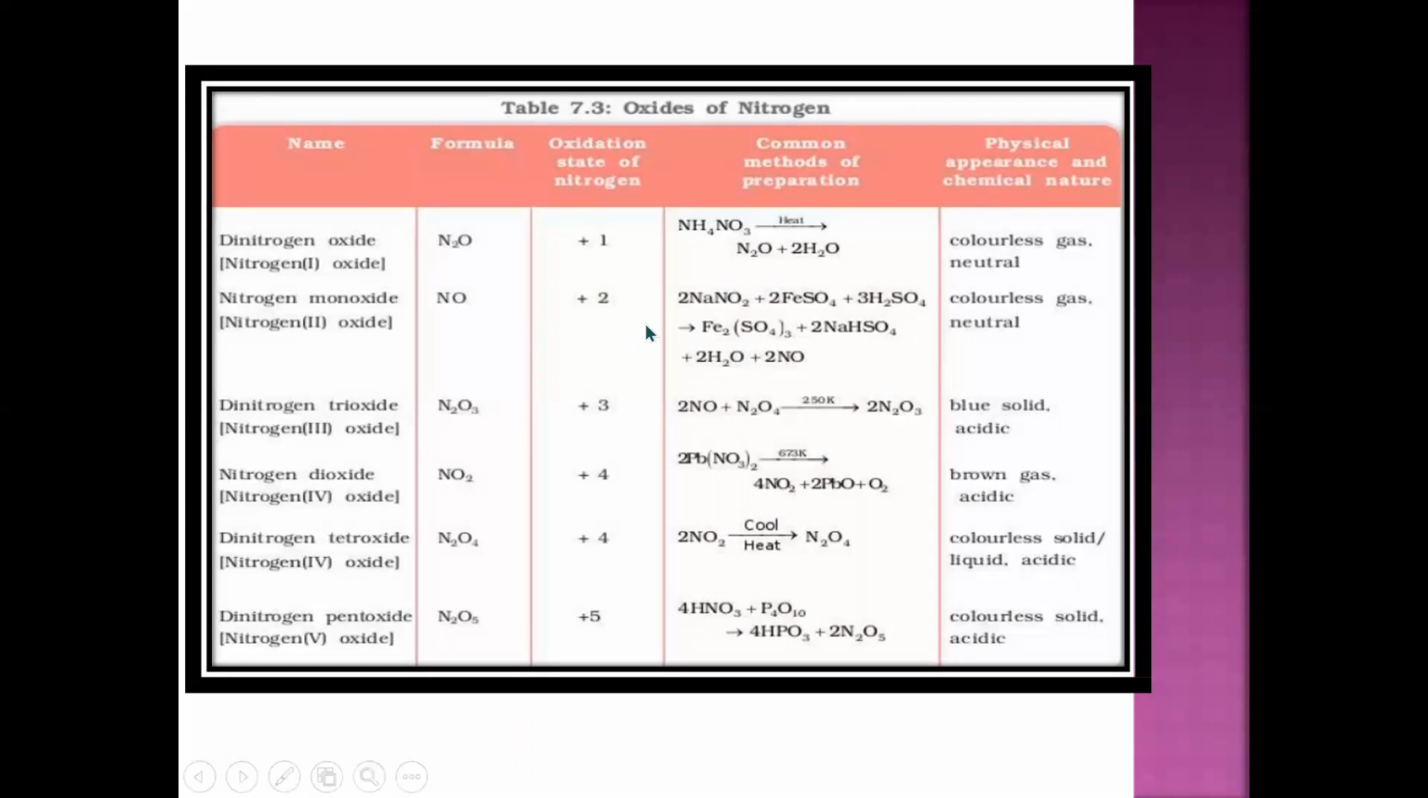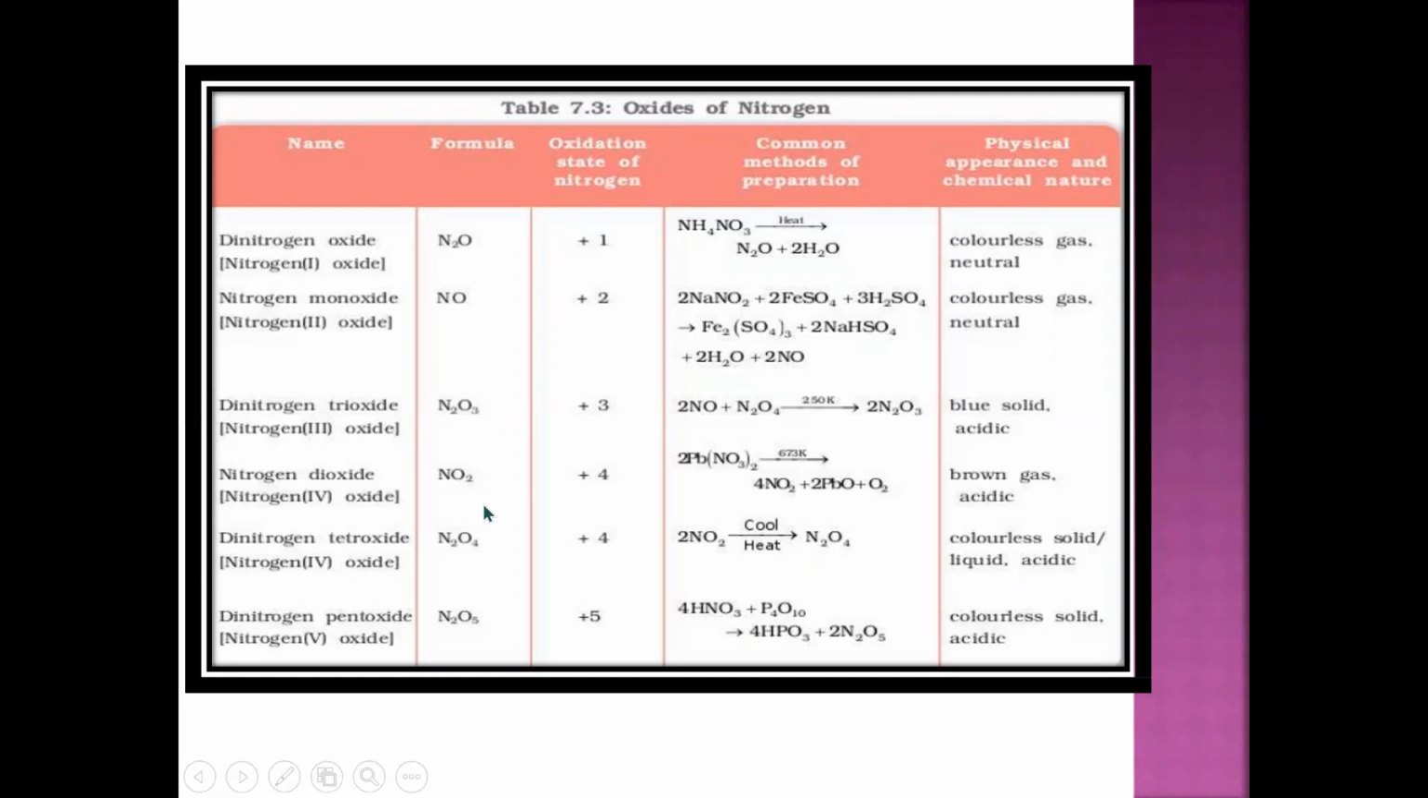Let's talk about nitrogen monoxide. Nitrogen shows +2 oxidation state, colorless gas, and nature is neutral. Dinitrogen trioxide, +3 oxidation state, is a blue solid, and the nature is acidic. They can ask you one question: name the oxide of nitrogen which is present in solid state, as a blue color solid, and the nature is acidic. Your answer will be N2O3. So you have to learn this table carefully because you can get objective questions out of it.